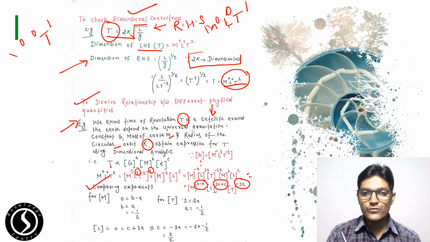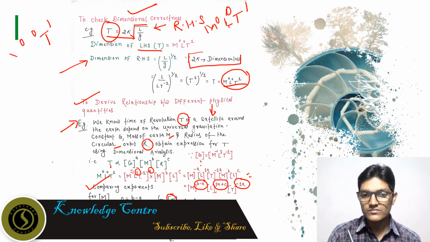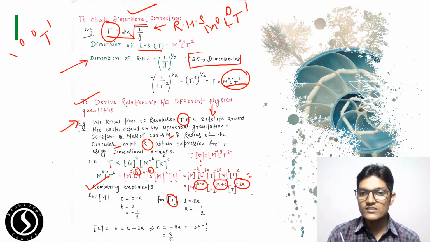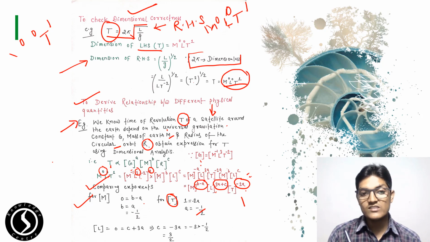If I am finding for time, you can see on the left hand side that T power is 1, and on the right hand side T power is minus 2a. So we can say 1 is equal to minus 2a, so a will be equal to minus 1 by 2, right? Now for M, on the left hand side M exponent is 0 and on the right hand side M exponent is b minus a. So 0 is equal to b minus a, so b is equal to a, and we know a is equal to minus 1 by 2, so b will also equal minus 1 by 2.